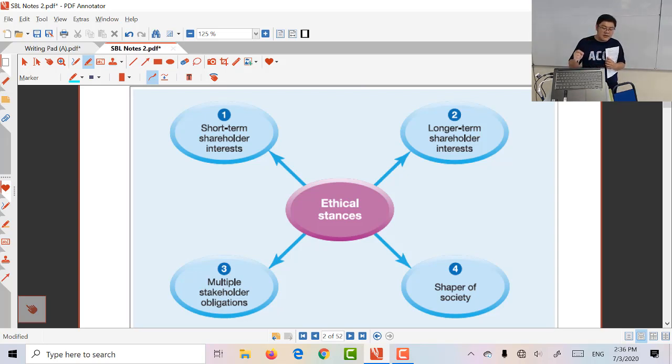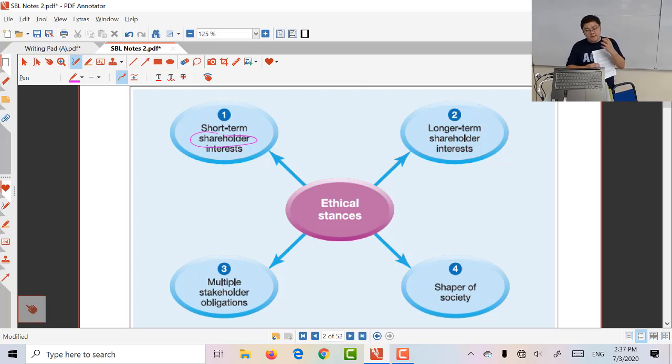Now, short-term shareholder interest. What kind of view do they have about CSR? What is their priority? Who do they concentrate on? It's called short-term shareholder interest. You compare with position number three, where it's called multiple stakeholders obligation. So who do you actually focus on? Shareholder only, right? This is a position where you only focus on shareholders. And if I say you focus on shareholders, that means your motive is what? Money. It's profit. It's all about whether you can make profit, make more profit. So that's the motive.